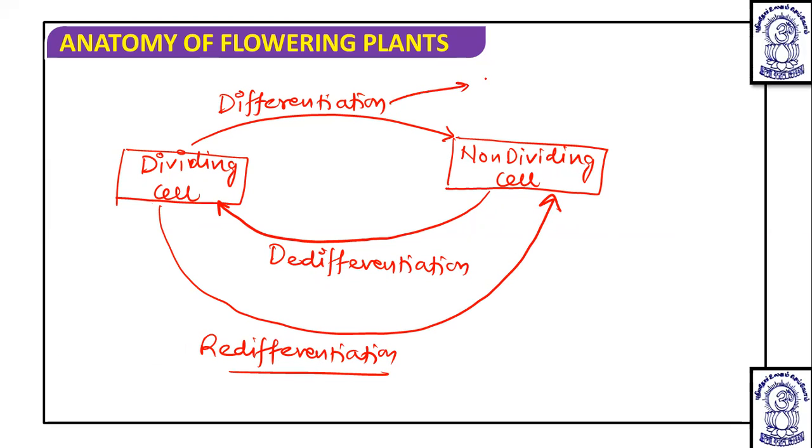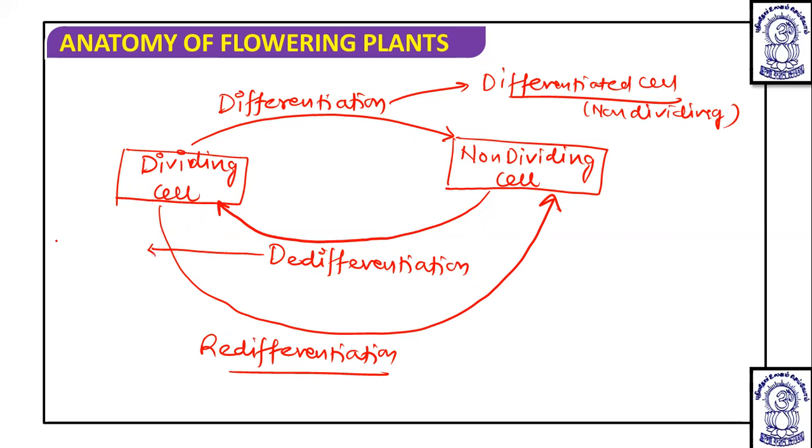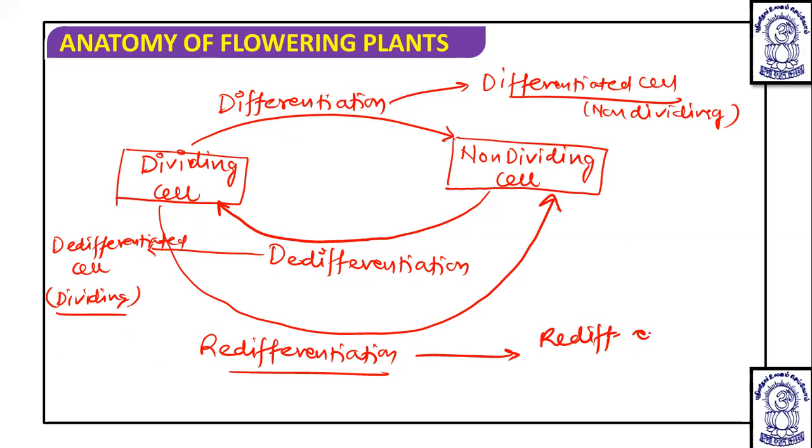So differentiation produces differentiated cells, and differentiated cells are non-dividing, whereas de-differentiation produces de-differentiated cells, and these de-differentiated cells are dividing cells, whereas redifferentiation produces redifferentiated cells, and these redifferentiated cells are non-dividing cells. Okay, so this is the way.